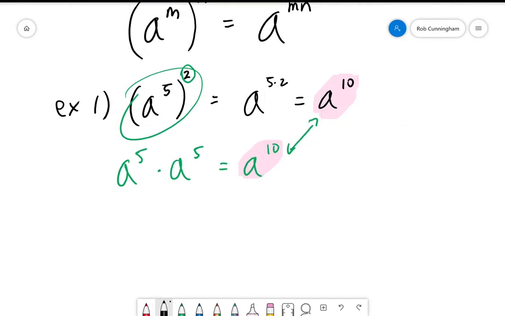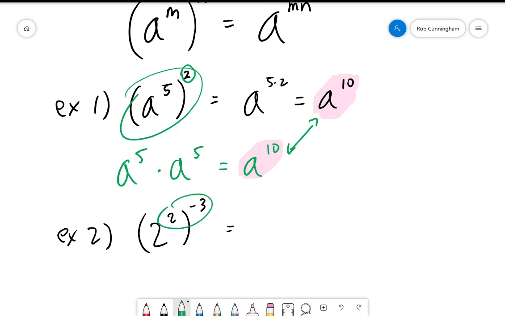Let's try another one. Let's say we've got 2 squared to the negative 3rd. Well, that would give us 2 to the 2 times negative 3. Again, you don't have to use parentheses if you don't want to. I just prefer it because this negative here could be confusing otherwise, right? I don't want to think that it's 2 minus 3. I want to make sure that I remember that it's 2 times negative 3. But it's up to you. And that gives me 2 to the negative 6.